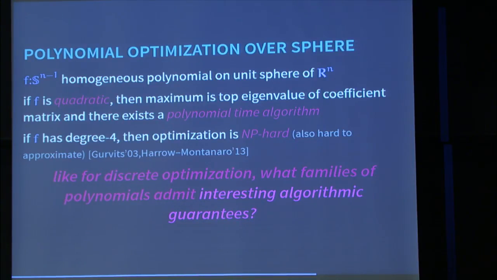Now what we want to do is, just like for discrete optimization where we distinguish different families of polynomials, like one was max cut, one was min cut, now we want to distinguish different families of degree 4 polynomials, and try to understand when we can have polynomial time algorithms and why not.